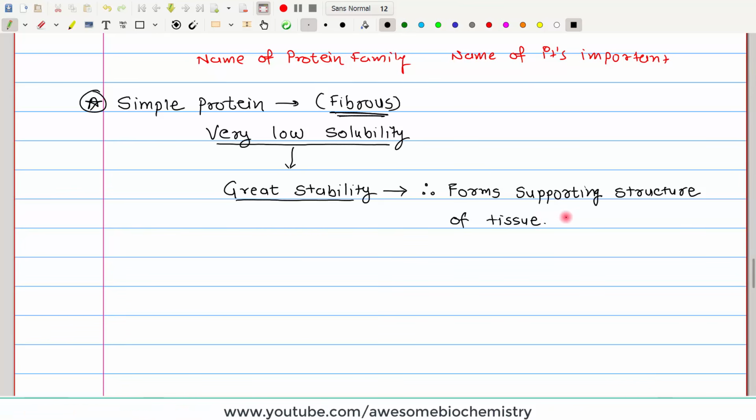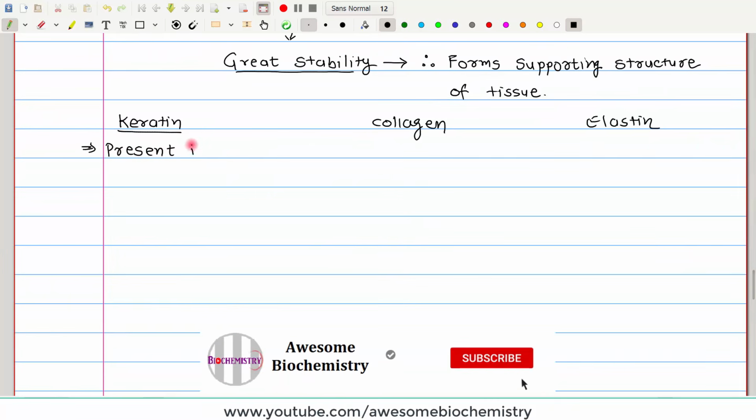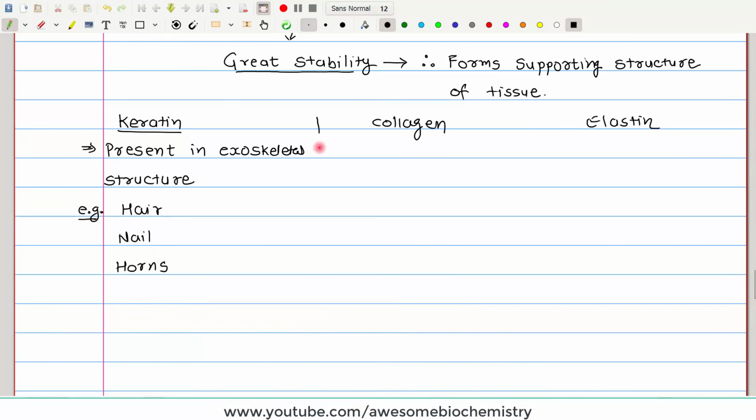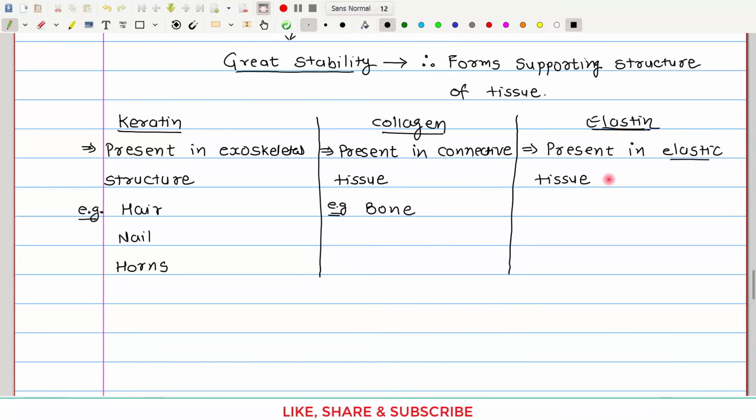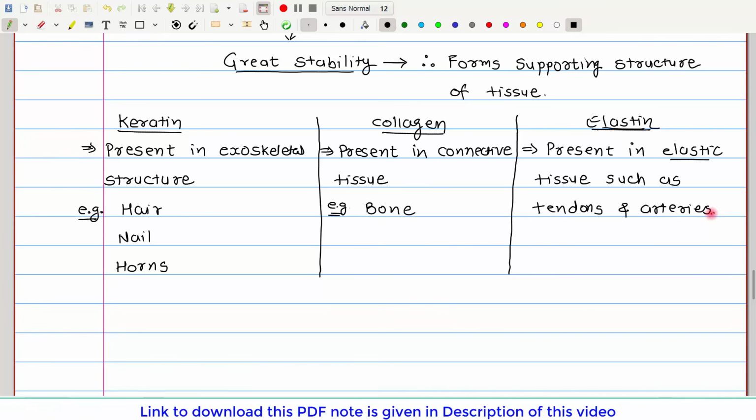Now let's look at the examples or families which are classified under fibrous protein. The first one is keratin, the second one is collagen, and the third one is elastin. Keratin is present in exoskeletal structures, for example hair, nail and horns. Collagen is present in connective tissue, for example bone. And the third one is elastin, which is present in elastic tissue. From this word elastic, the word elastin is derived. So it is present in elastic tissues such as tendons and arteries. So these are all examples of the simple proteins.